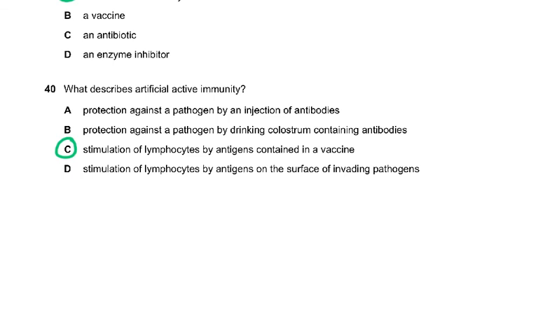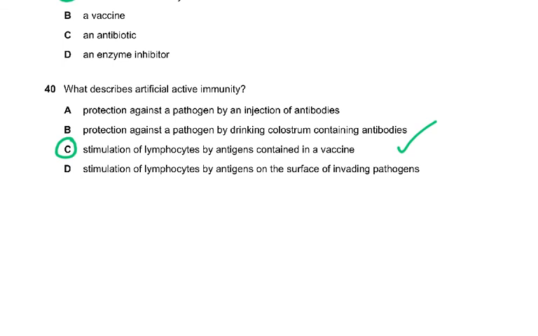What is artificial active immunity? When we give you a vaccine, when we give you dead or weakened viruses or bacteria or pathogens, and then your lymphocytes think that's the live virus or the live bacteria, and then they start to work on it, and plasma B cells form, multiply, memory B cells form. So you do not get the disease when the actual virus enters your body. So stimulation of lymphocytes by antigens contained in a vaccine, this was the answer, the C was the answer.